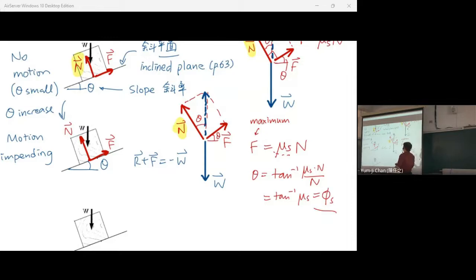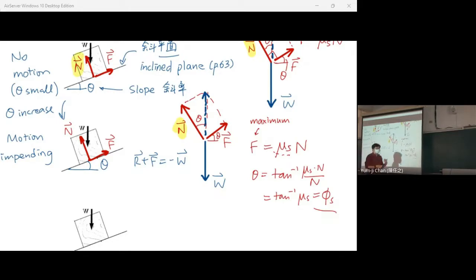But if we have this angle of friction here, then it is easier to say: if we know the angle of friction, it means that if the slope is higher than phi s, then we will have motion. But if the angle theta is smaller than phi s, we have no motion.